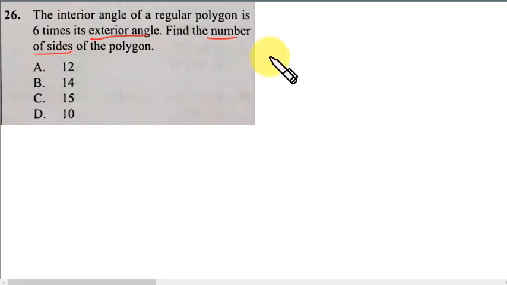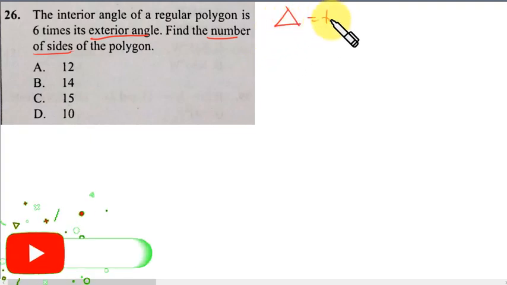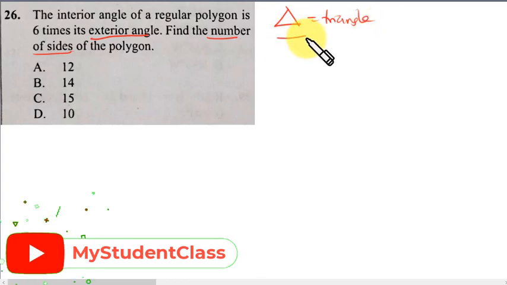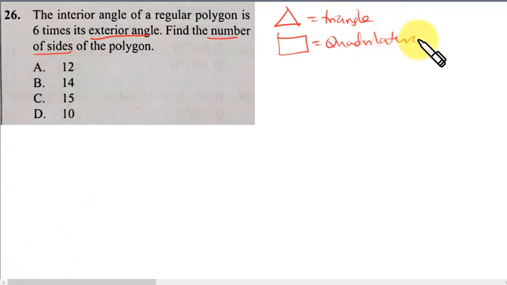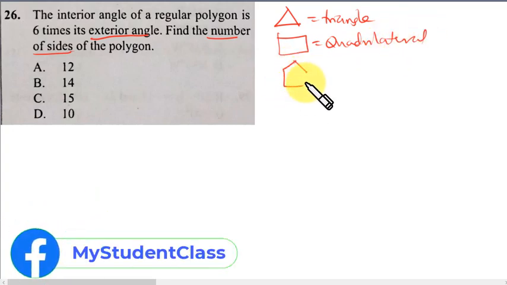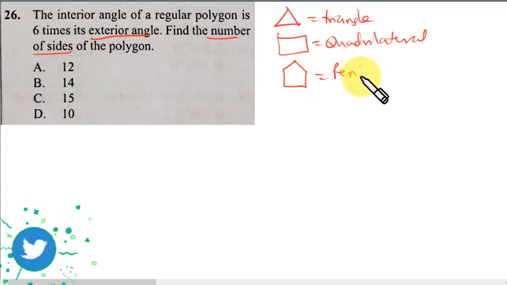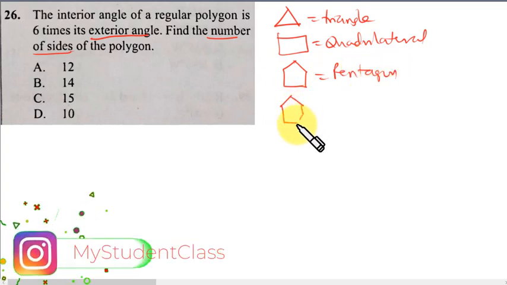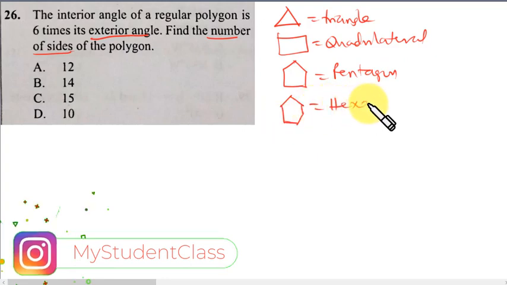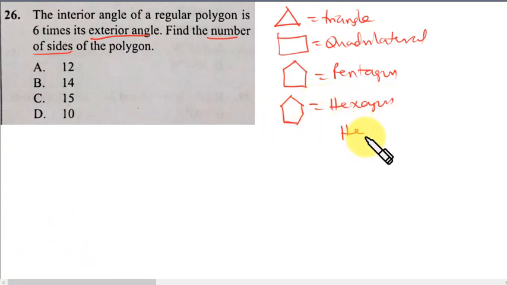Now, a polygon is an enclosed plane figure. If the polygon has 3 sides, it is called a triangle. If it has 4 sides, it is called a quadrilateral. If it has 5 sides, it is called a pentagon. If it has 6 sides, it is called a hexagon. If it has 7 sides, it is called a heptagon, and it goes on like that. Now we are talking about the interior angles of a polygon.